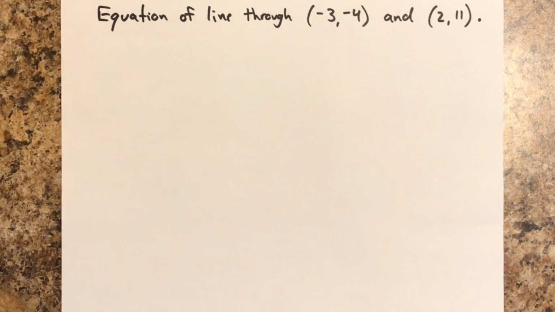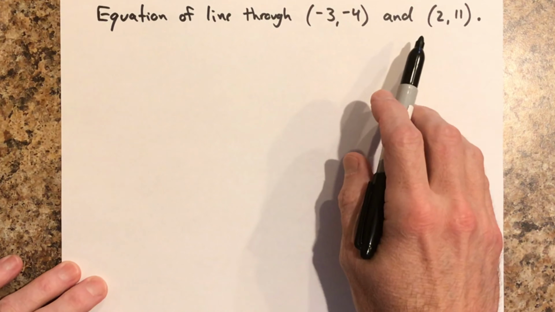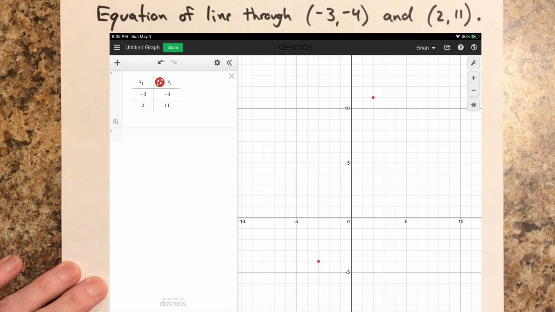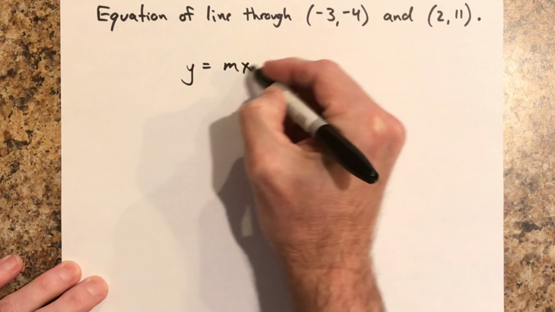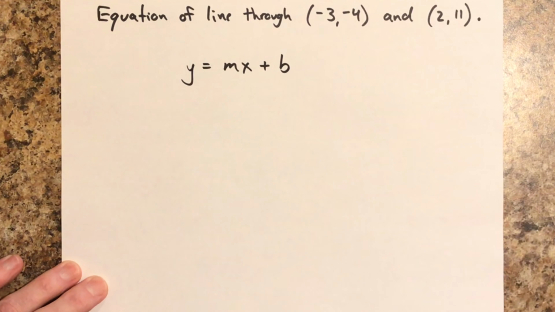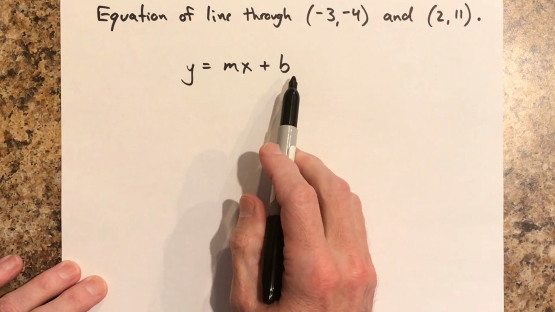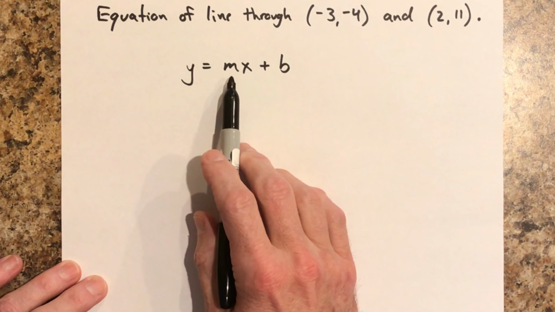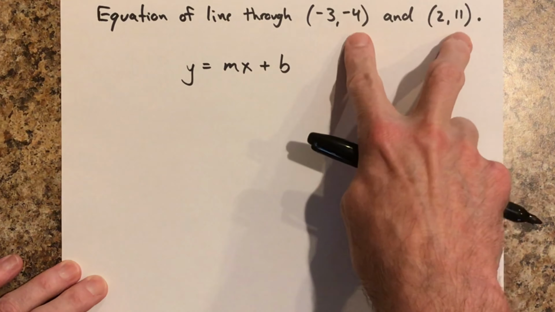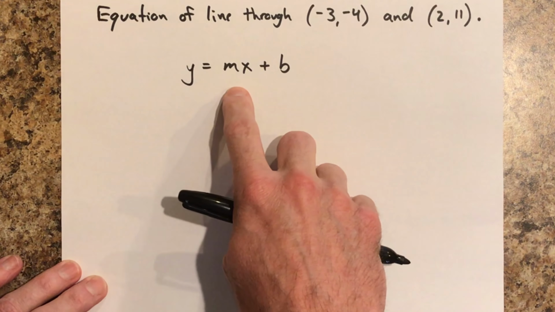Let's find the equation of the line through these 2 points, (-3, -4) and (2, 11). Slope-intercept form of the equation of a line is y = mx + b, where m is the slope and b is the y-intercept. We don't yet know the slope, so we need to figure that out, and neither of these points is the y-intercept, so we're going to have to figure that out too. First, let's find the slope.